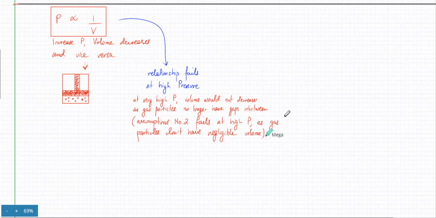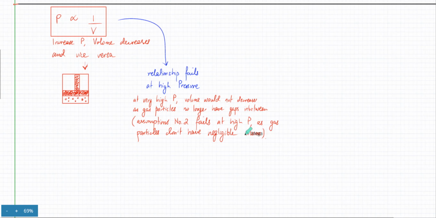So assumption number two fails at high pressures. Previously we said they had negligible volume, but now their volume is no longer negligible. So the volume, according to this, should have gone to zero, but it's not going to go to zero. Okay, is this point clear to everyone? This relationship works fine as long as you don't go to very high pressures. Any ideal gas, this relationship works very fine as long as you don't go to very high pressures.